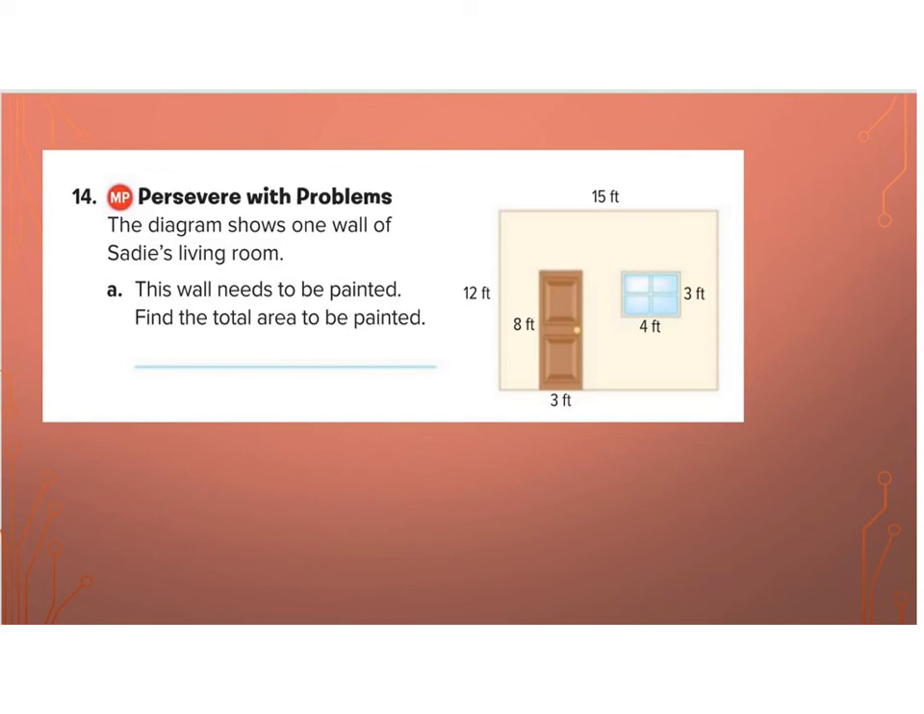This is one of my favorite questions. So this wall needs to be painted, and we have to find the total area that needs to be painted. However, we're not going to paint the doors. We're not going to paint the windows. So go ahead and click pause, actually. I want you to try to work this out, and then come back and watch the explanation.